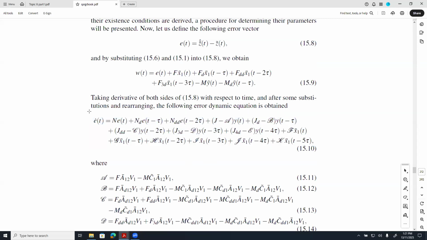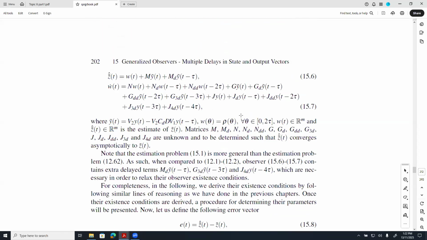And when we observe this error dynamic equation, we have this time delay system here. And have a look at that. It's actually a time delay system with multiple delays. So we want to ensure the asymptotic stability of this error dynamic equation. And to ensure that, we also have to force all of these terms in here equal to 0. In other words, have a look at this thing. That is not a problem because we can always choose the observer matrices J, JD, and so on.